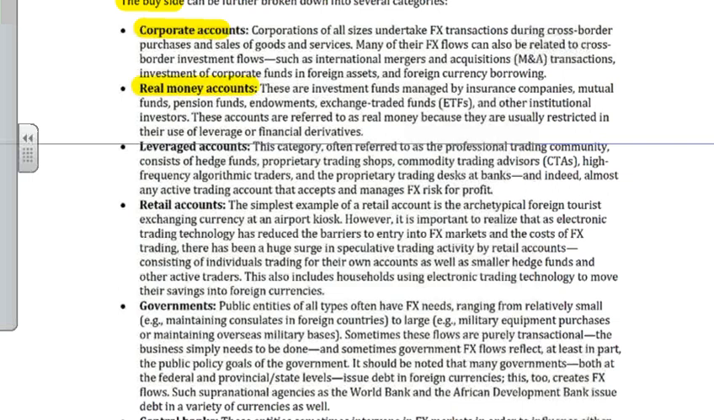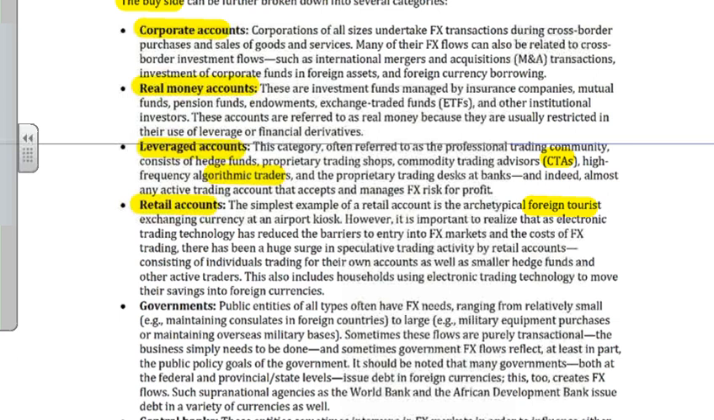You've got your real money accounts, and this just talks more about using foreign exchange for investment purposes. Leveraged accounts, that's obviously when we start to make use of foreign exchange, but do so in a leveraged or a borrowed manner. Things like CTAs, commodity trading advisors, which you see often with hedge funds, algorithmic traders, etc., etc. You've got retail accounts. Those are generally for people more on the retail market. We talk about here foreign tourists exchanging currency. It's a little bit old-fashioned, of course.